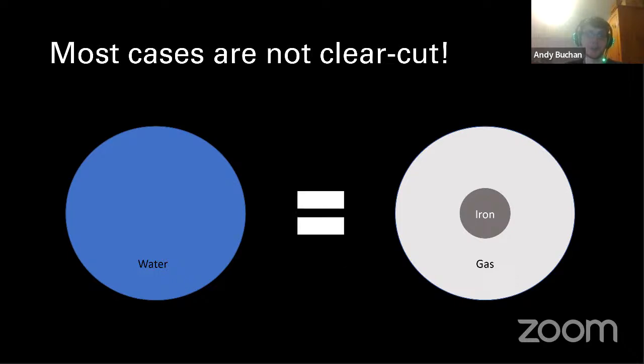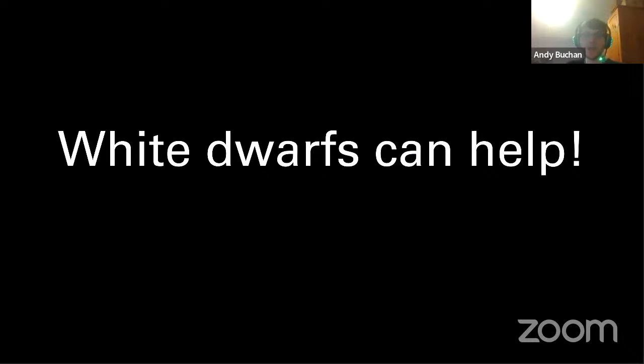These two cases could look the same if all you know is the size and the weight of your planet. What we really need is a way to tell these options apart, especially because it could be even more complicated than this. I mean, consider that the Earth has a metallic core, then a rocky mantle, then a bit of water and a bit of atmosphere. So what we really need is a way to somehow cut the planet open and take a peek inside. So this is where white dwarfs can help us.